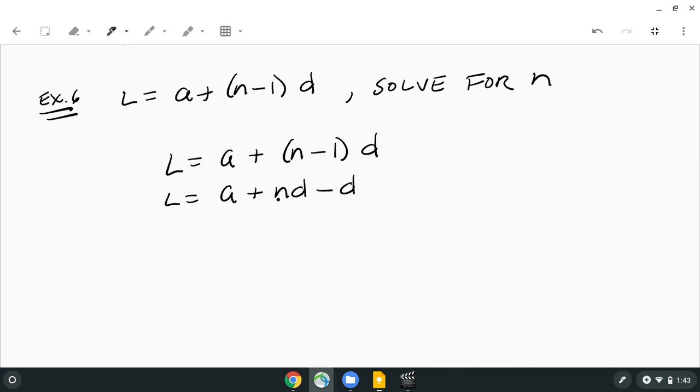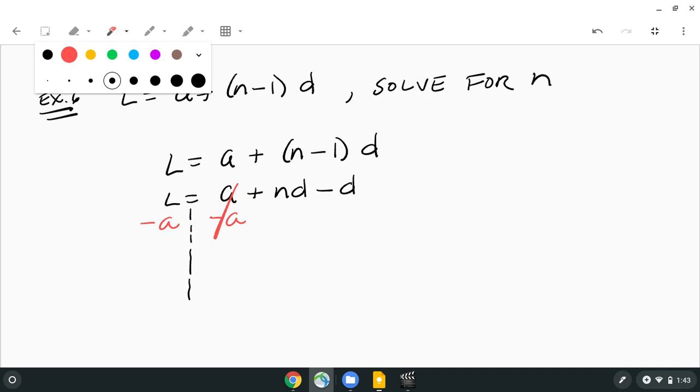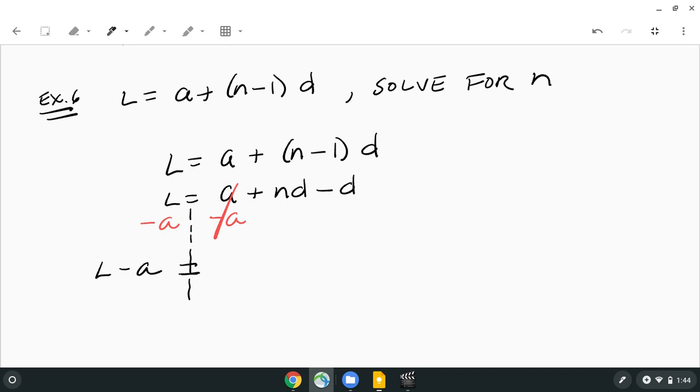Okay, and now we want to get the n. We're trying to solve for n, so we need to get this by itself. Let's do everything one at a time. I am going to start with the A, so I'm going to subtract A on both sides. You could add D to both sides first, that's fine. I can't actually subtract L and A, so I'm just going to write it down, and on the right-hand side, I get nD minus D.